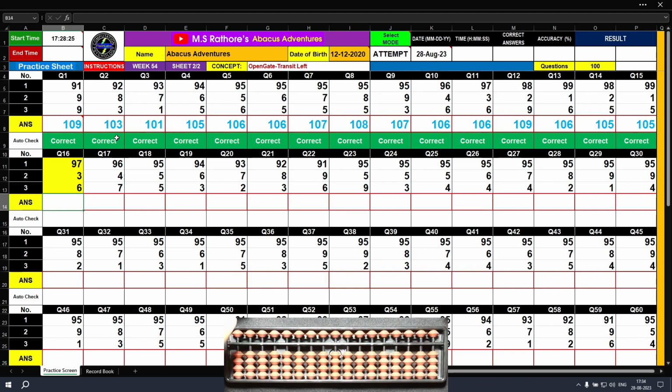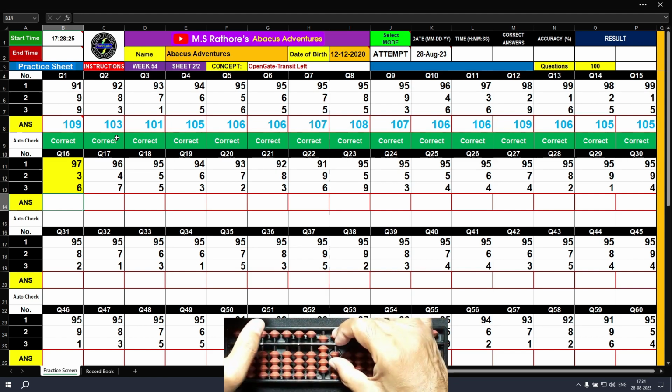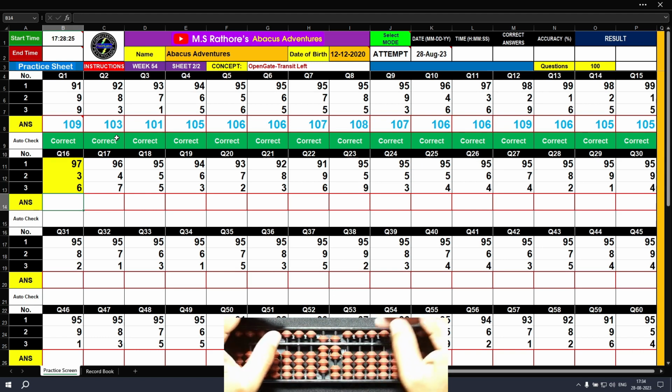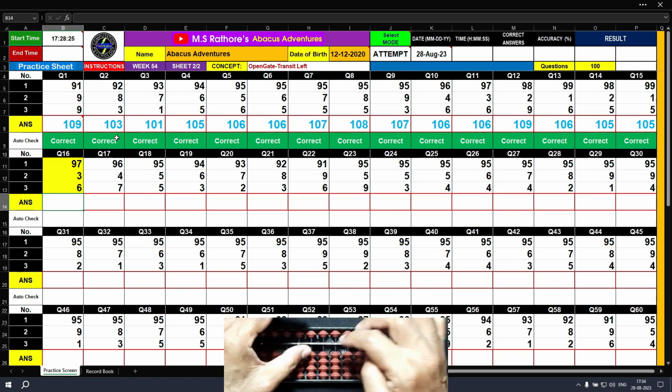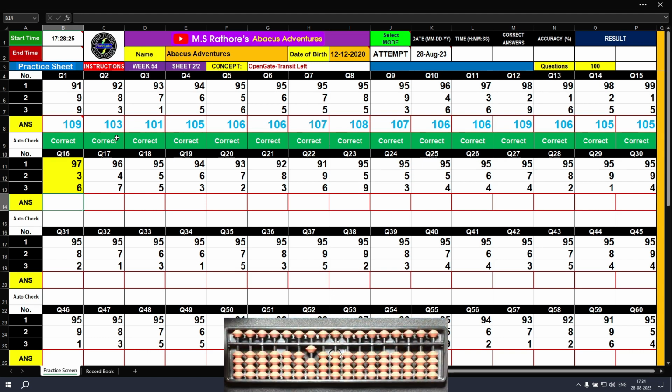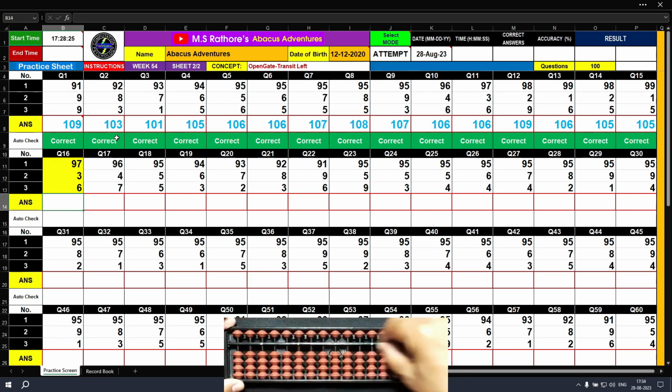Question number 16. Plus 90, plus 7, the answer is 97. Plus 3 equals minus 7, open the gate, plus 10, the answer is 100. Plus 6 directly, the answer is 106.